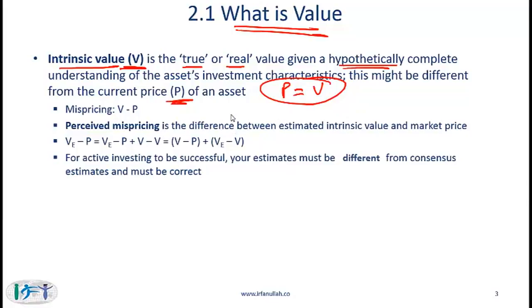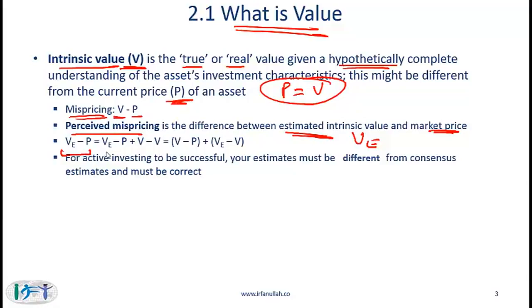But all markets are not necessarily efficient and all assets are not necessarily priced efficiently. So there might be some mispricing. That mispricing is equal to the true intrinsic value of an asset minus the market price. Then, as I said, we cannot be 100% sure about V. So what we then talk about is perceived mispricing. This is the difference between the estimated intrinsic value and the market price. So let us denote the estimated intrinsic value as VE. So VE minus P, this is the perceived mispricing.